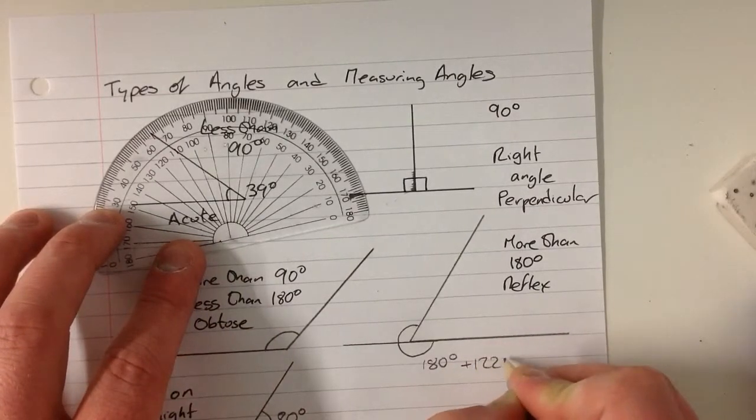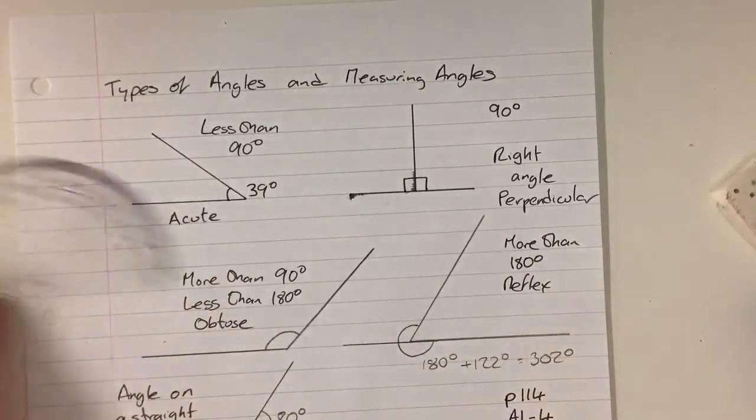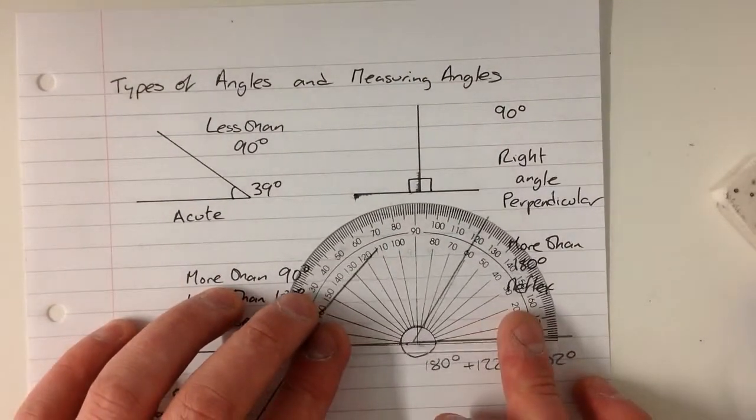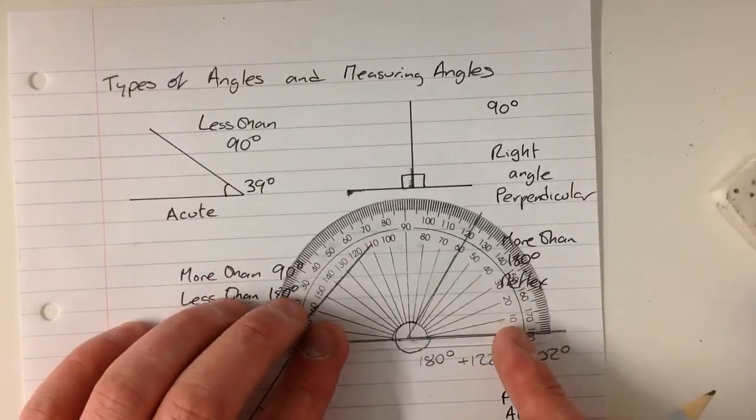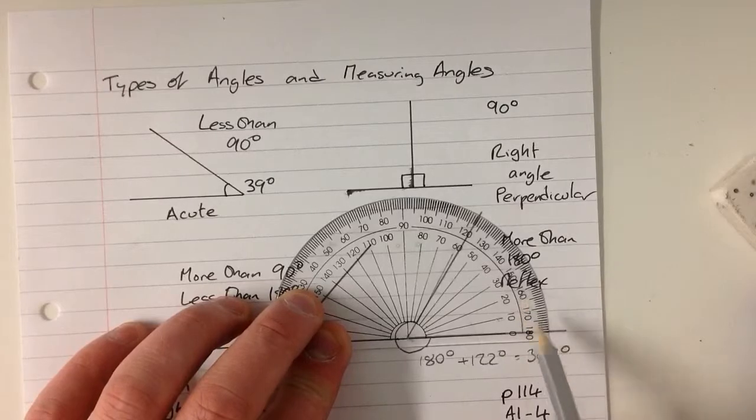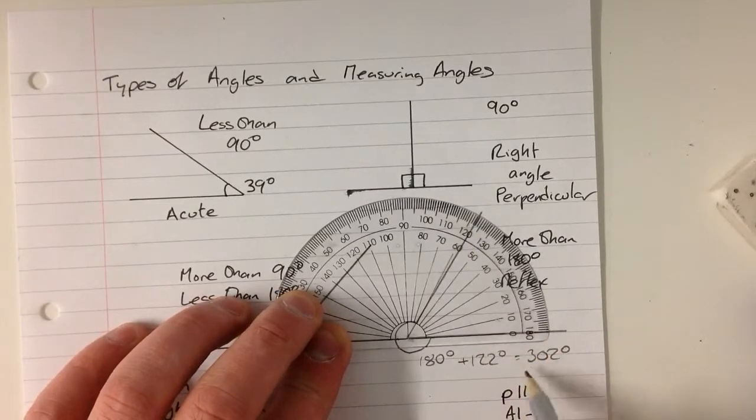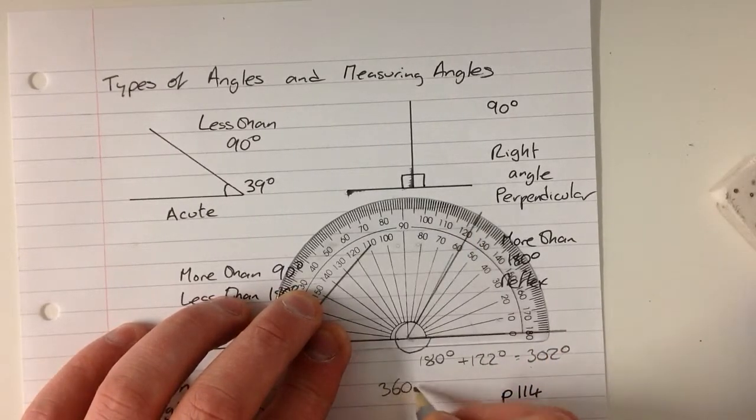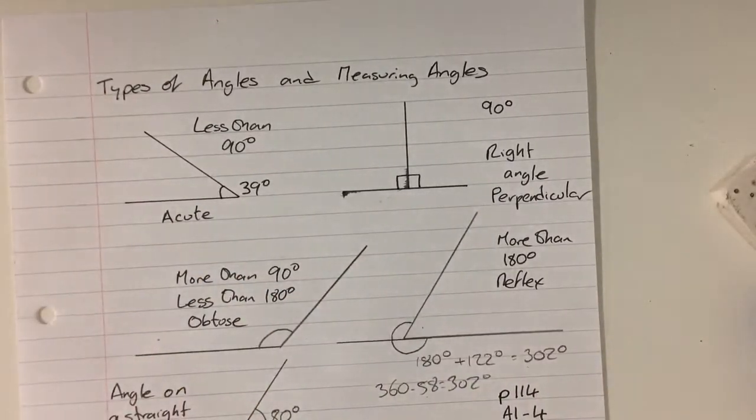So 180 plus 122 is 302 degrees. The other way we can measure it is to measure this part that isn't in the reflex angle. That's starting at 0 on this scale. Measure around just less than 60, it's about 58 degrees. 360 take away 58 is 302 degrees, and that's the same answer again.